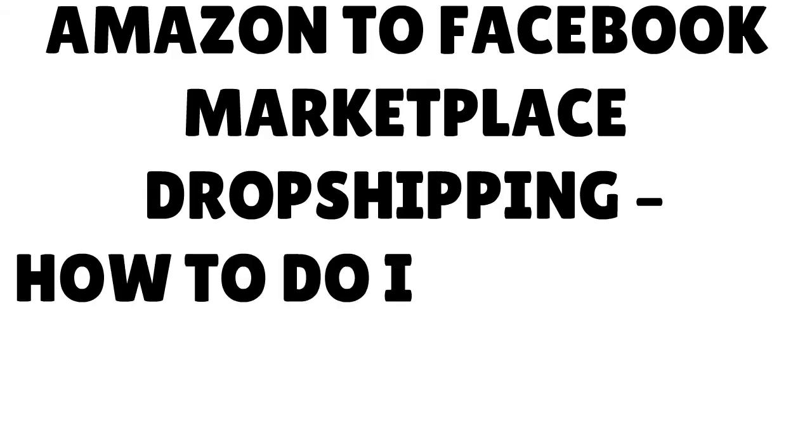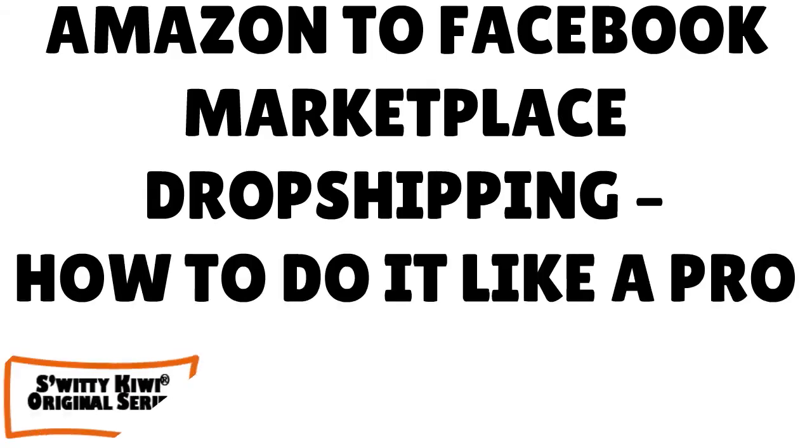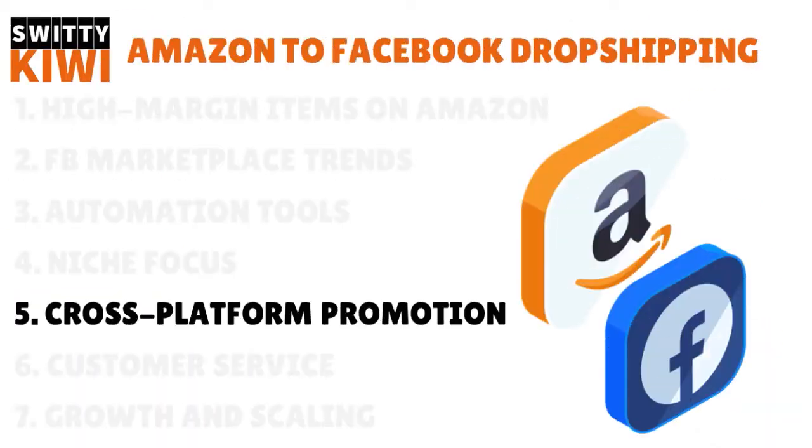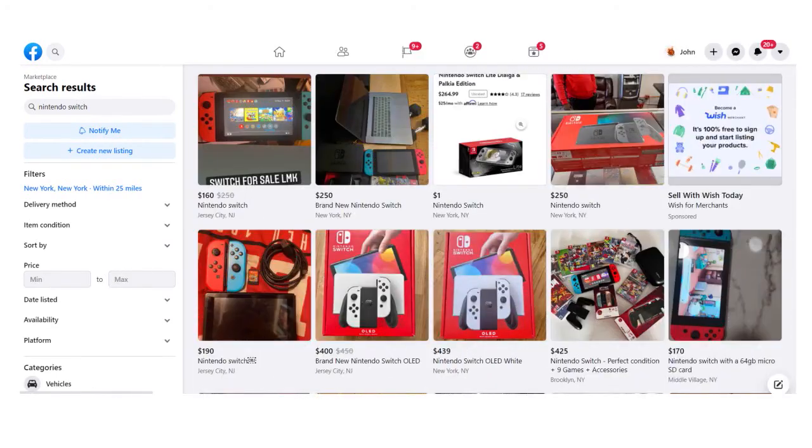Welcome back, folks, to another section of the Awesome Studio Kiwi Show. We are still having a conversation today about Amazon to Facebook Marketplace dropshipping, how to do it like a pro. And basically, step number 5, you want to think about cross-platform promotion. This is a big phrase that simply means you want to advertise on multiple channels, on multiple platforms, on multiple websites, okay?